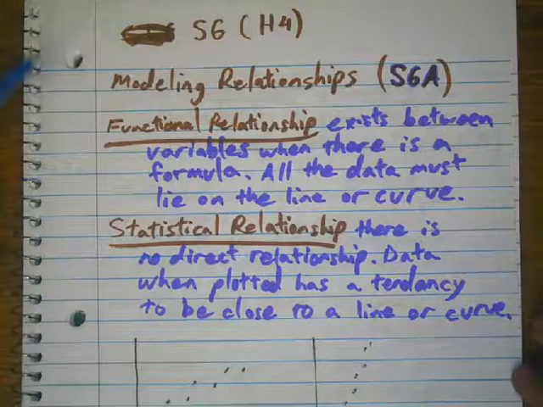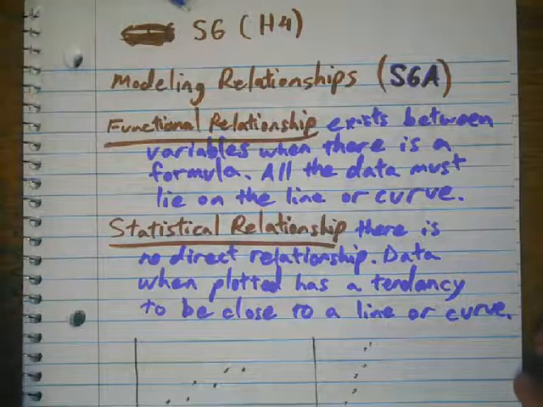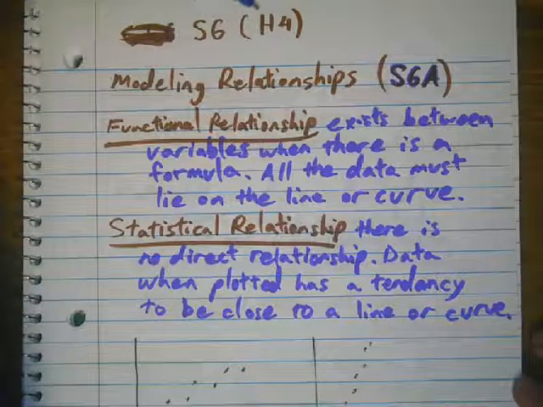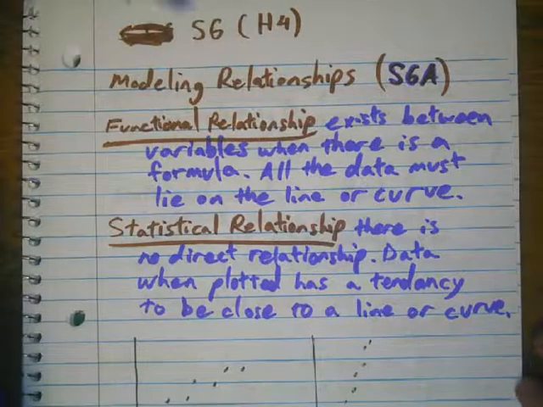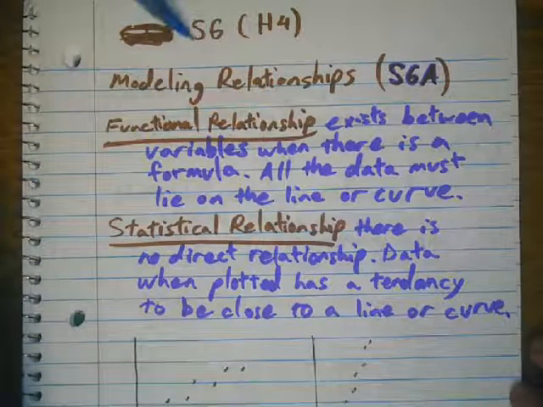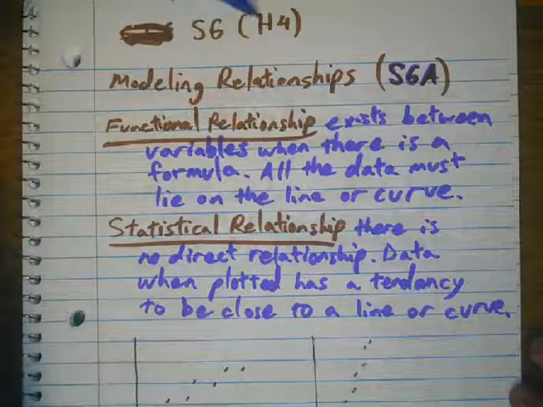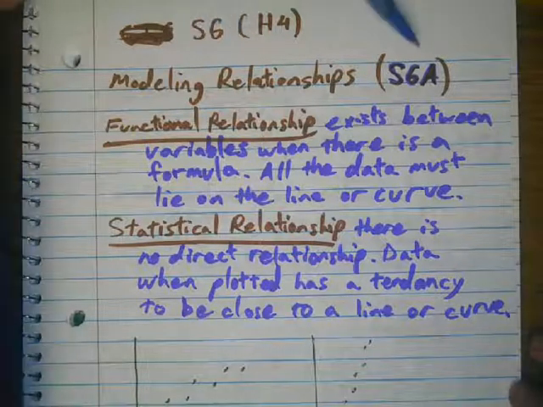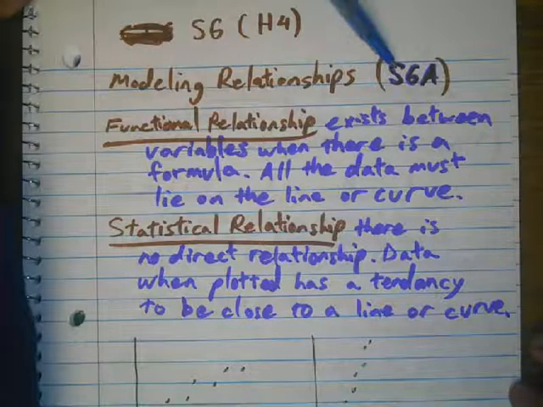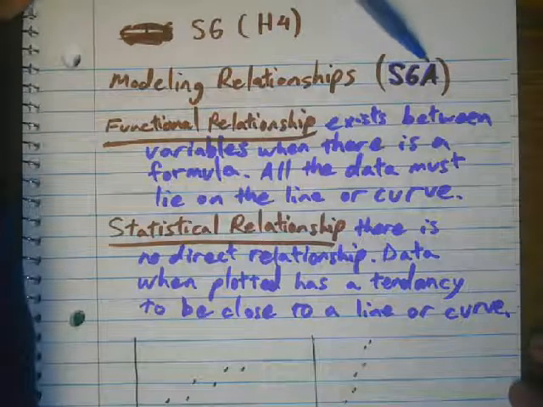All right, we're about to begin Chapter 6. In the standard level book, in the HL book, it's Chapter 4. So whenever you see the S, that stands for the standard level book. Whenever you see the H, that stands for the higher level book. So the first section is standard level book, Chapter 6, Lesson A.